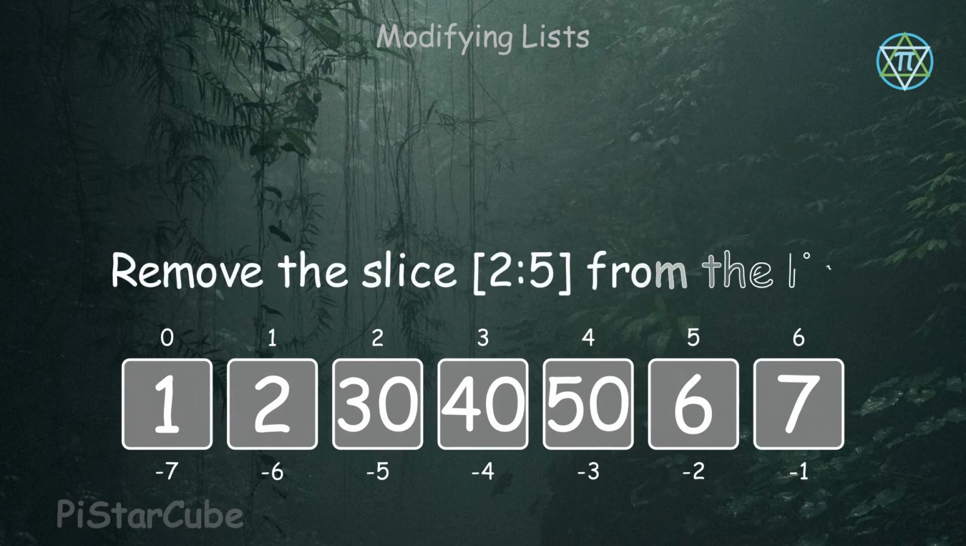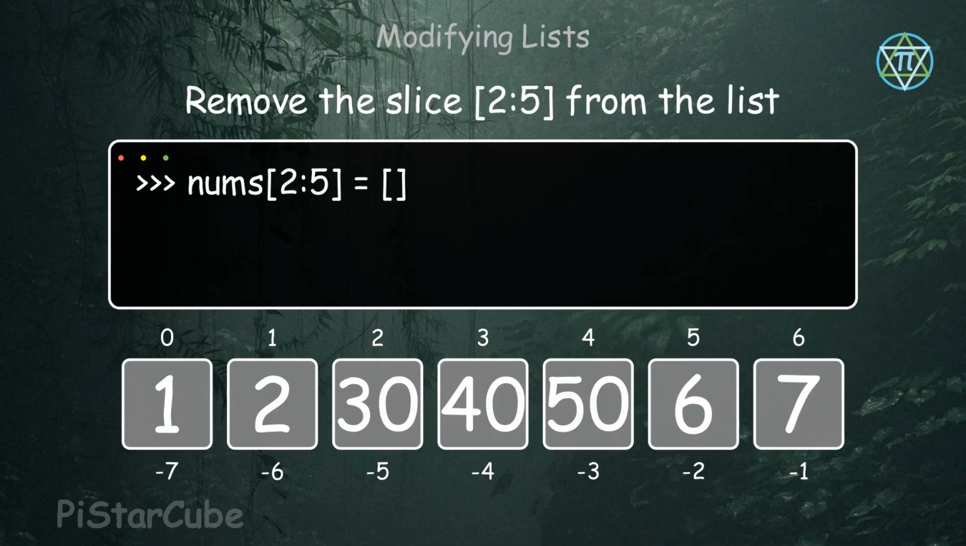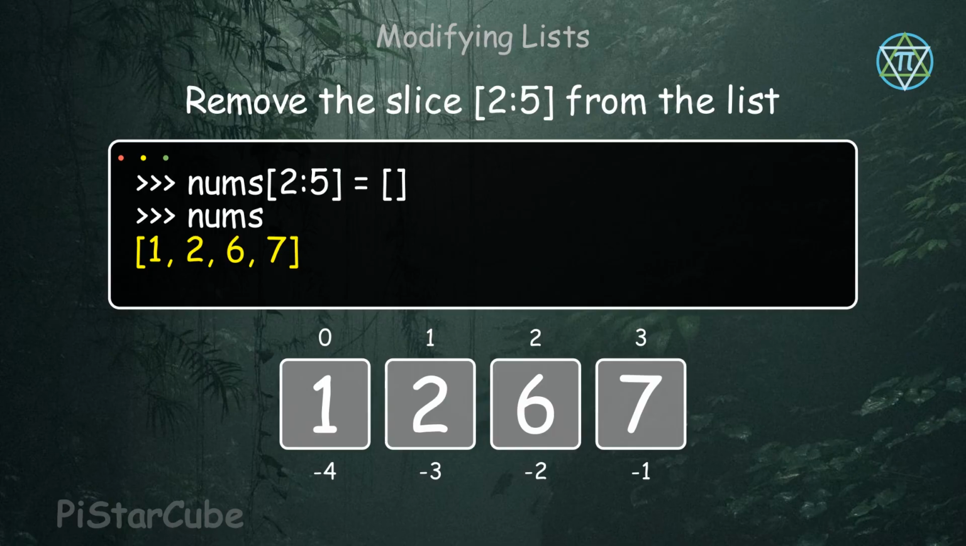Now, let's see how to remove a slice from the list using slicing. By assigning an empty list to the slice, we remove the elements at index 2, 3 and 4. That is, 30, 40 and 50 are deleted. This is a quick way to delete multiple items in one step.